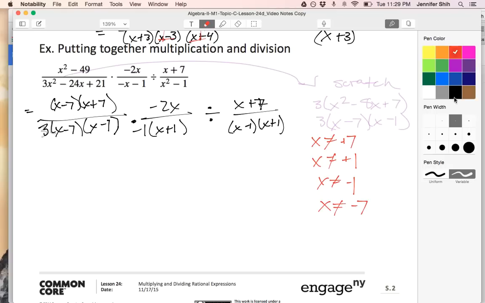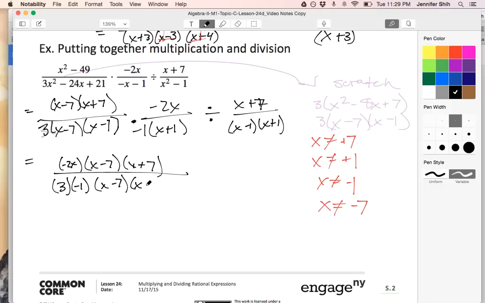Okay, so now let's do the division algorithm where I'm going to multiply and divide from left to right. That's what PEMDAS tells me to do. So I'm going to write a big bar here. I have negative 2x, x minus 7, x plus 7 over 3. This negative 1, I have a negative 1 over here. X minus 7, x minus 1, and then x plus 1 times, I have to flip this expression over to get x minus 1, x plus 1 over x plus 7.